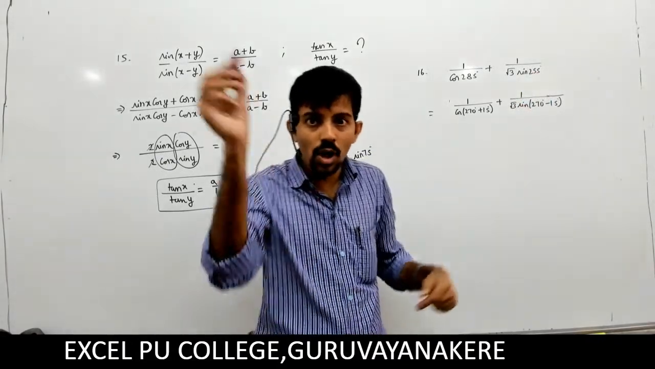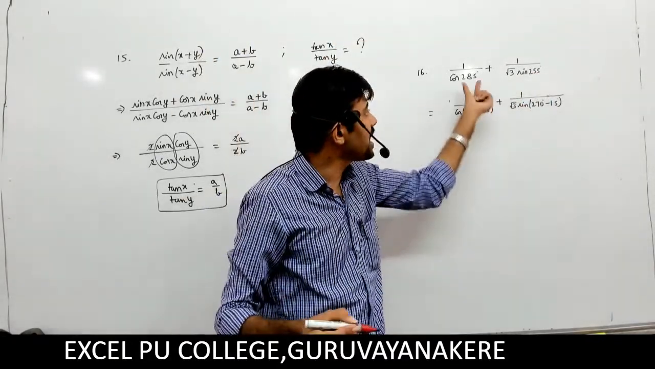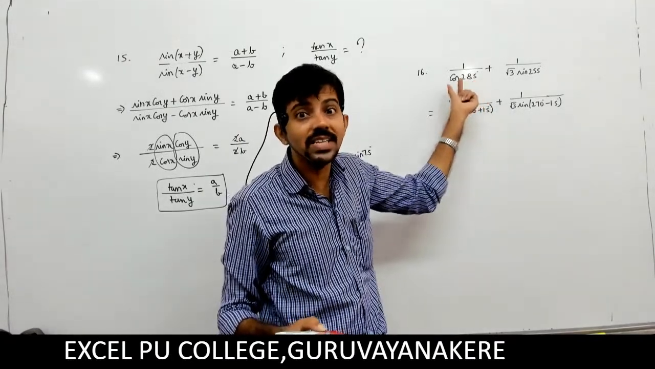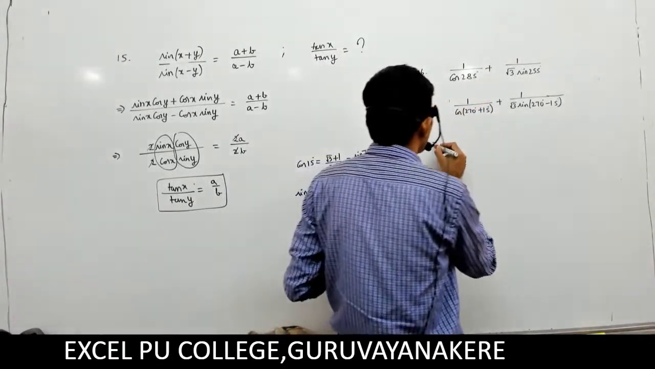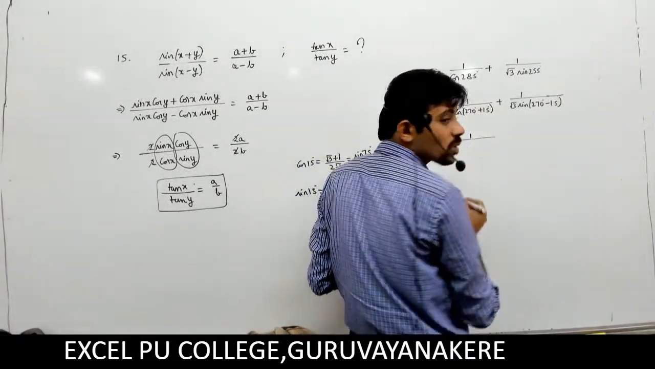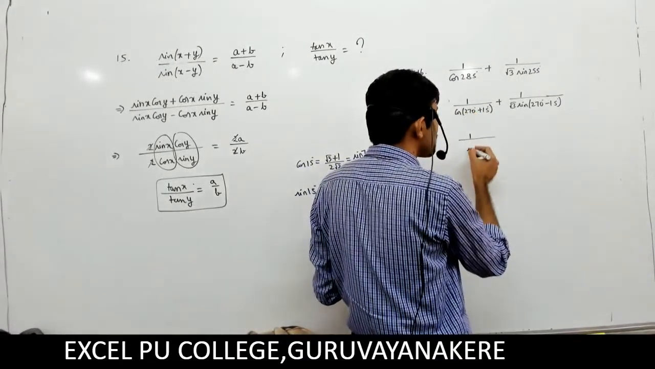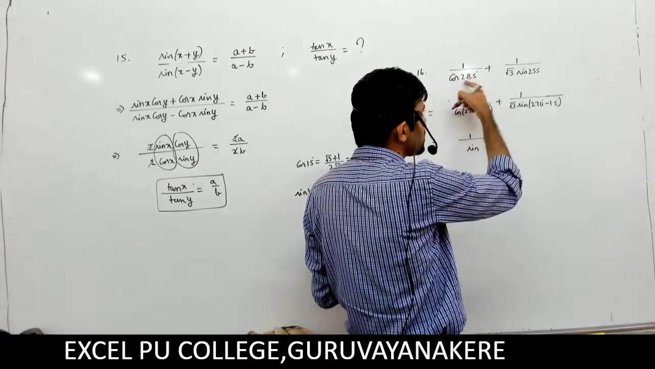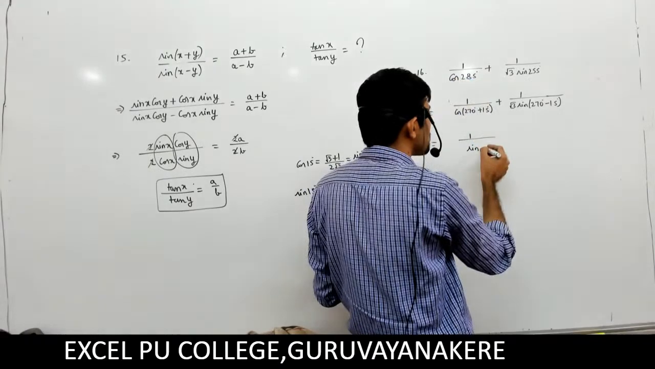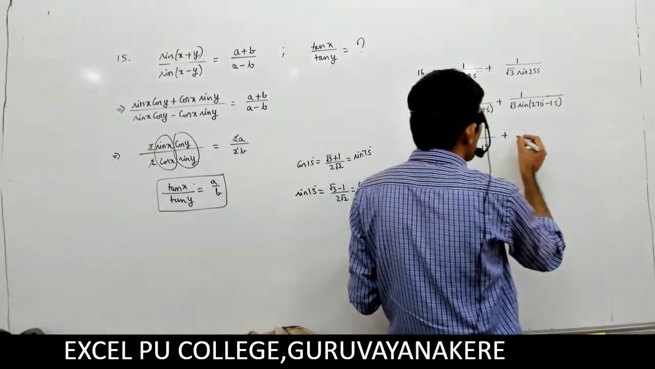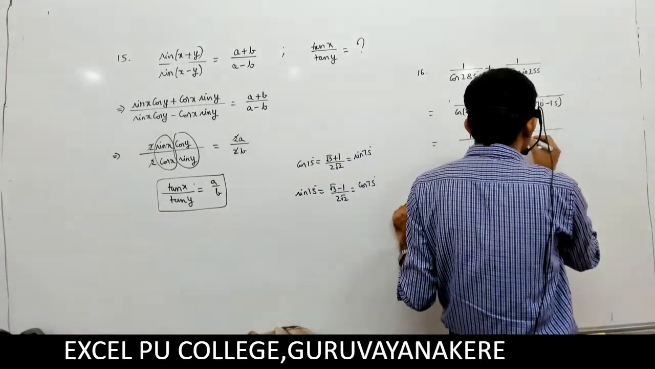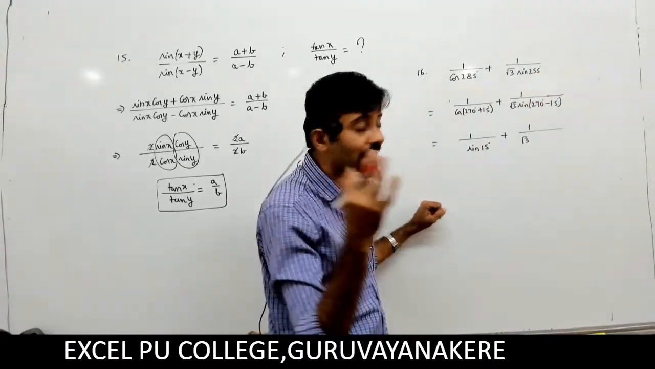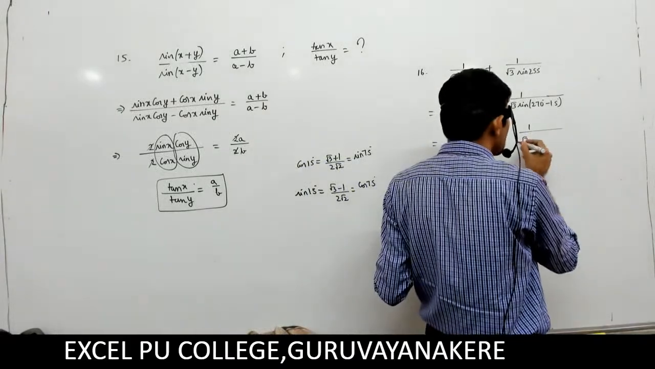Correct? So you must know all students take coffee. 285 degree being a 4th quadrant angle, cos function is positive. So this becomes 1 by, 270 means co-function, and the co-function of cos is sin. So 1 by sin 15 degree. And this, 1 by root 3 into sin 255 degrees, is a 3rd quadrant angle. In the 3rd quadrant, sin is negative, so I'll write minus here.